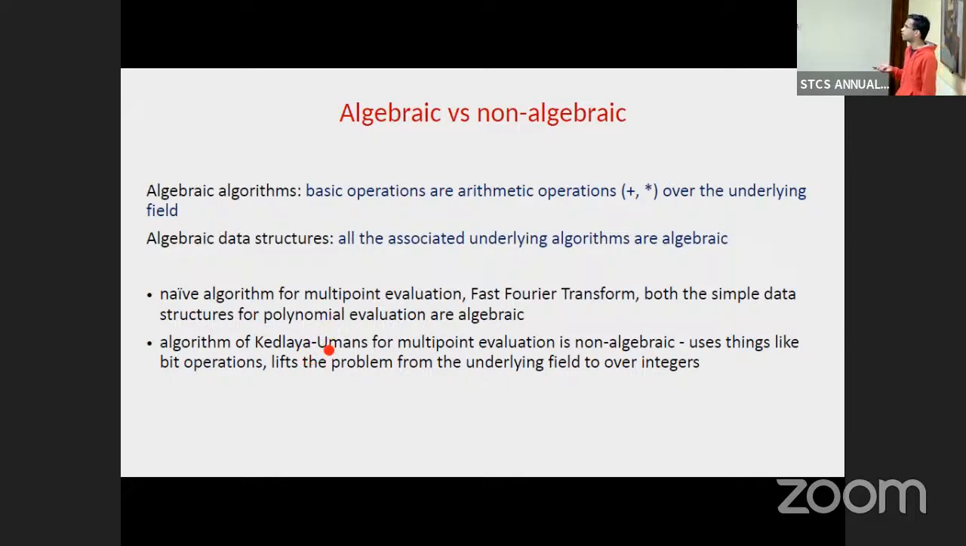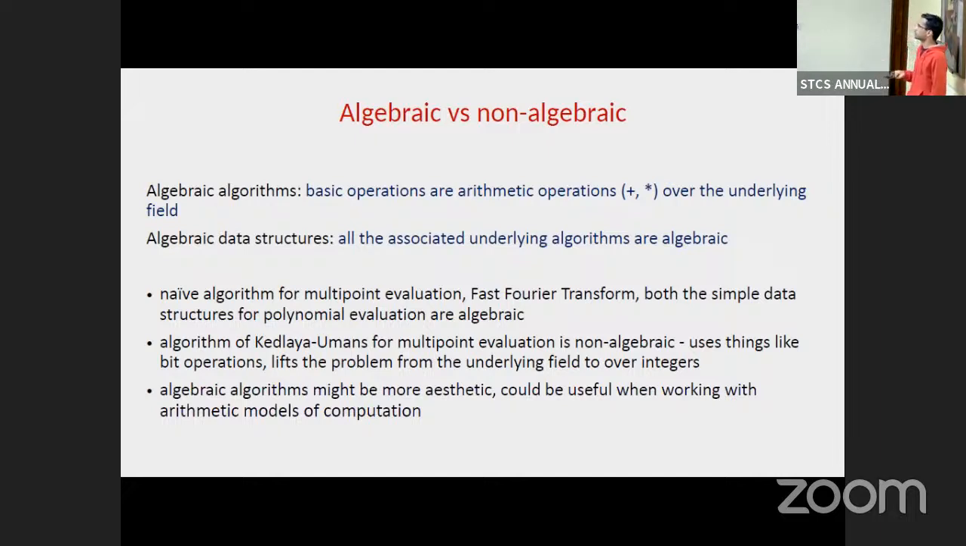But in particular, the algorithm for multi-point evaluation and the corresponding data structure are both not algebraic. They both do weird things: they will go to a field element, access a certain bit of it, do some operations with the bits, and then do some computation. So this kind of bit access is being used. It's not just doing black box field operations.